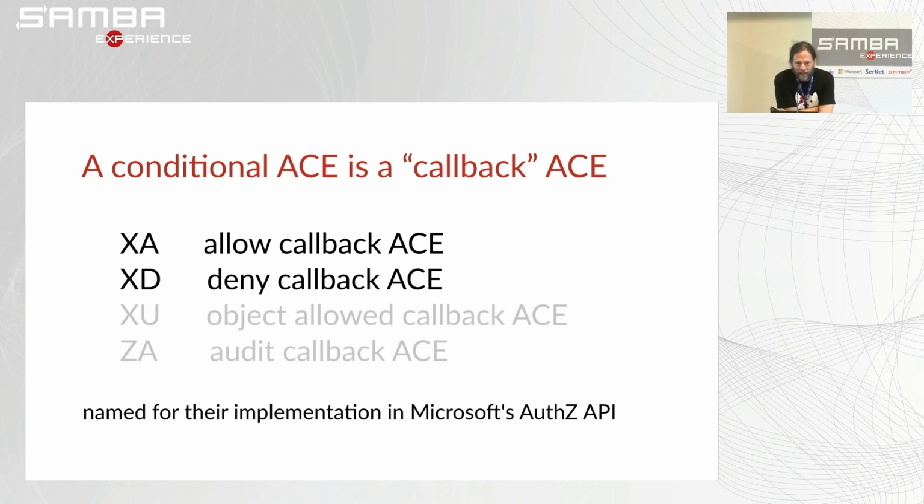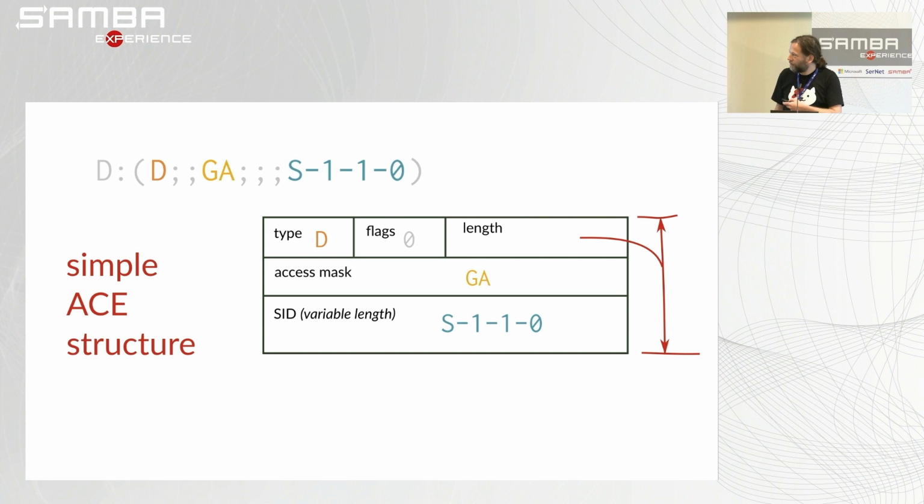Now a conditional ace is a kind of callback ace. The reason it's called a callback ace is that in the Microsoft API, a vendor can register a new kind of callback ace that will call a function as part of the authorization. So they call it a callback. What they really only ever mean, as far as I can tell, is a conditional ace. But in theory, you could register something.